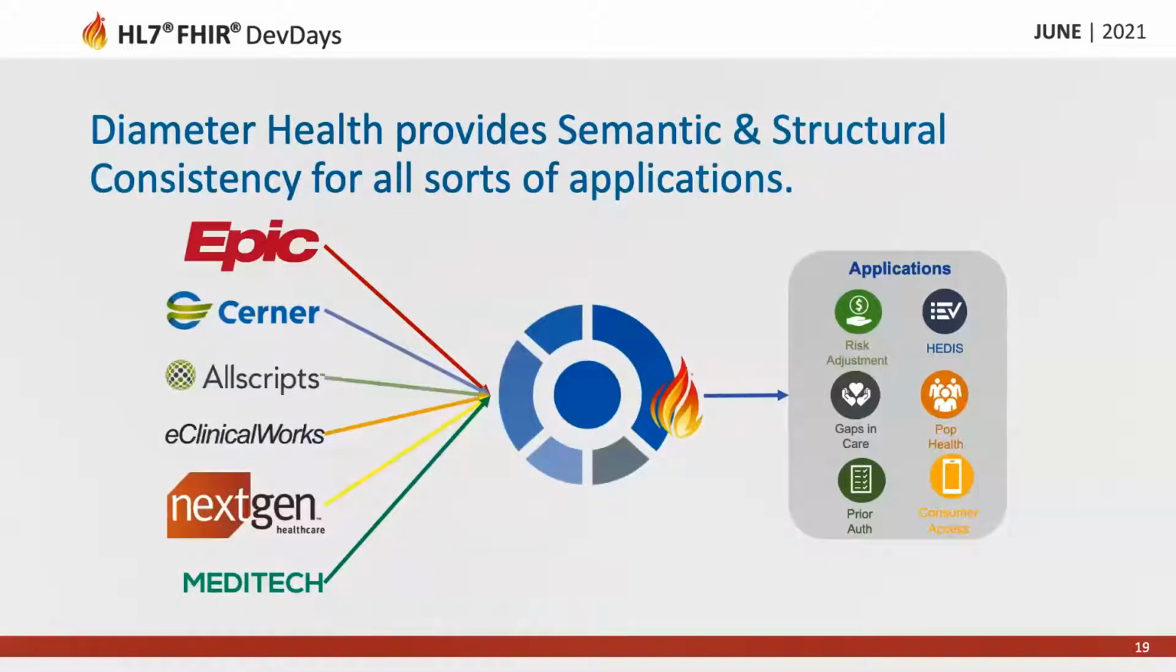So Diameter Health can take in multi-source data from many different systems, apply our process, and automatically outbound clean, semantically consistent data that can be used by downstream systems to do many things.